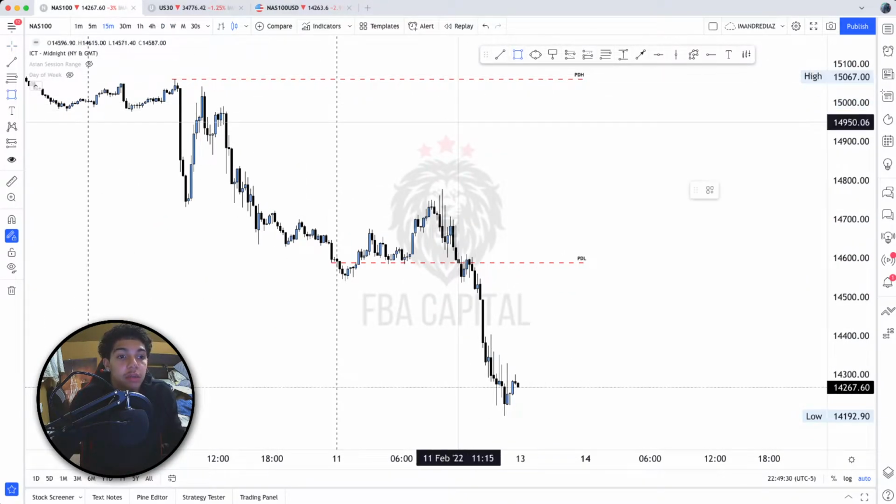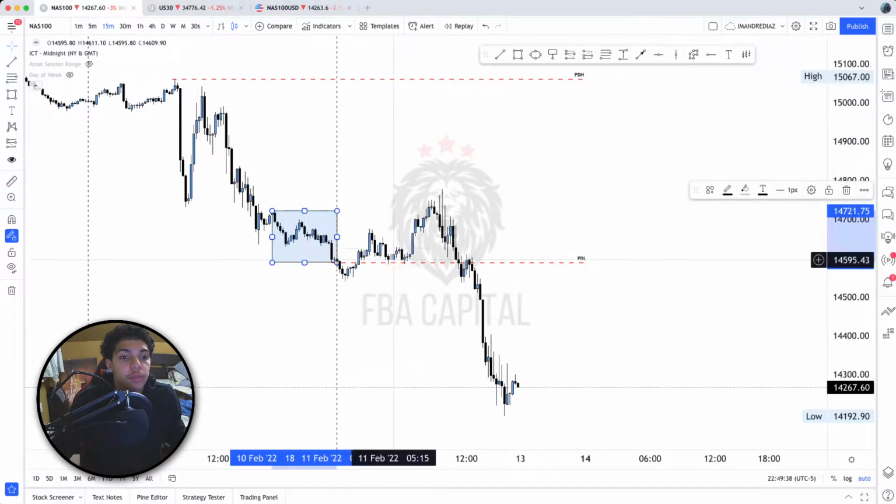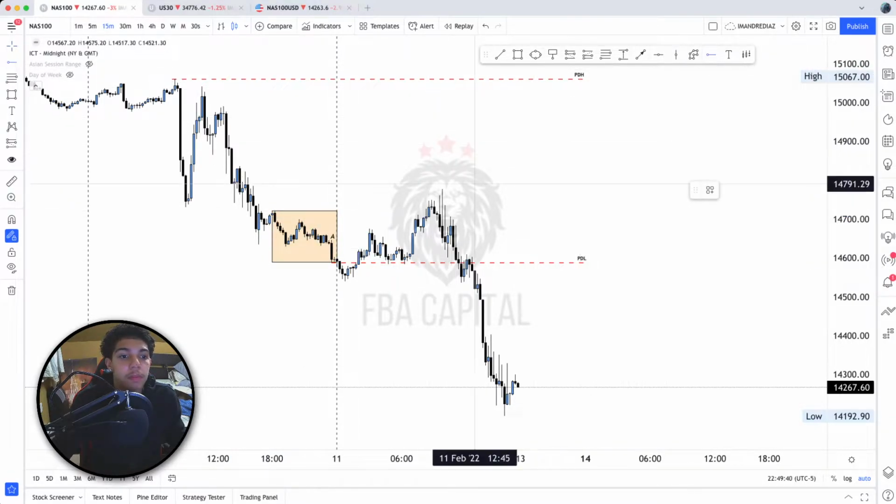Next thing I'm going to get is the previous day's Asian session range. Just like that. Make it orange, and then I'm going to mark up the 12 a.m. open, which is right here.